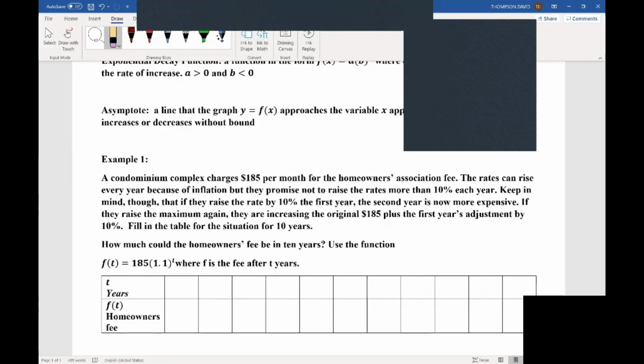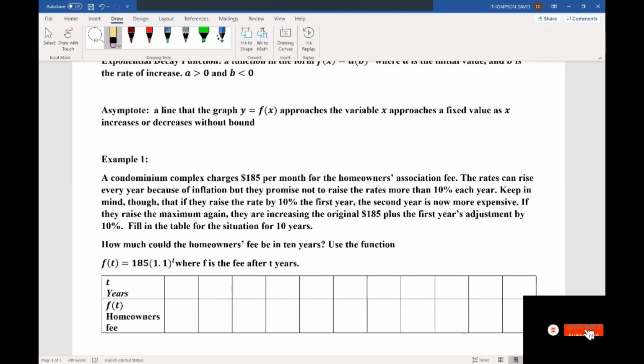A condominium complex charges $185 per month for the homeowners association fee. The rates can rise every year because of inflation, but they promise not to raise the rates more than 10% each year. Keep in mind, though, that if they raise the rate by 10% the first year, the second year is now more expensive. If they raise the maximum again, they are increasing the original 185 plus the first year's adjustment by 10%. Fill in the table for the situation for 10 years.